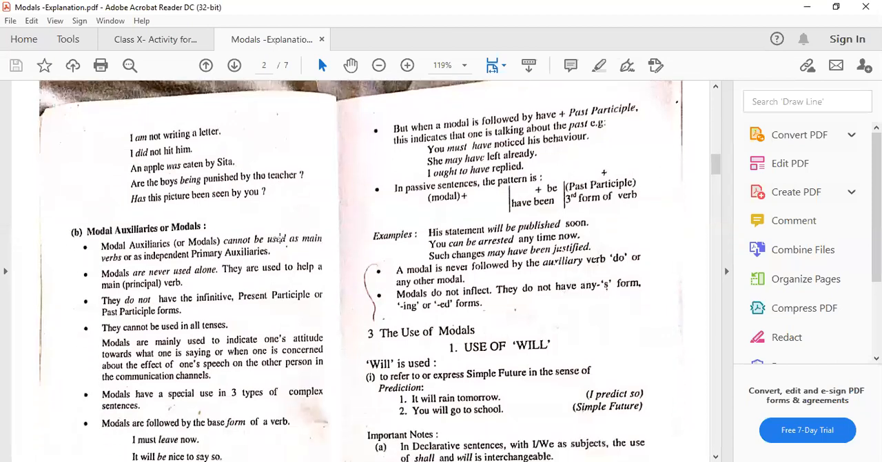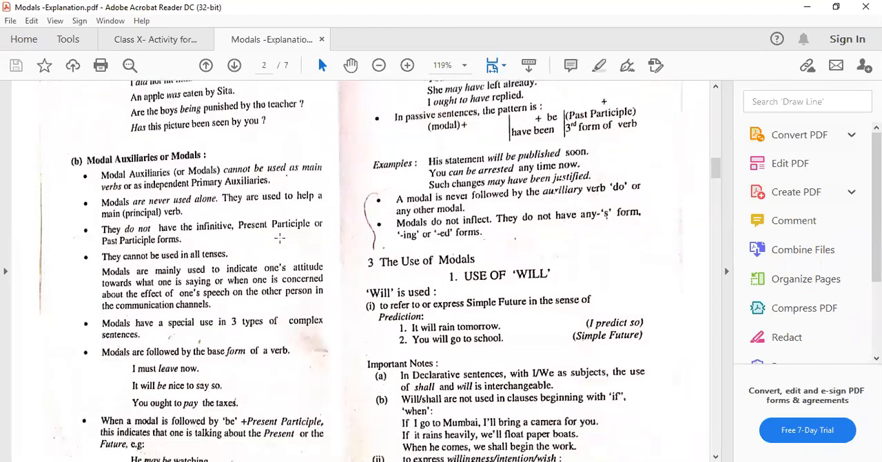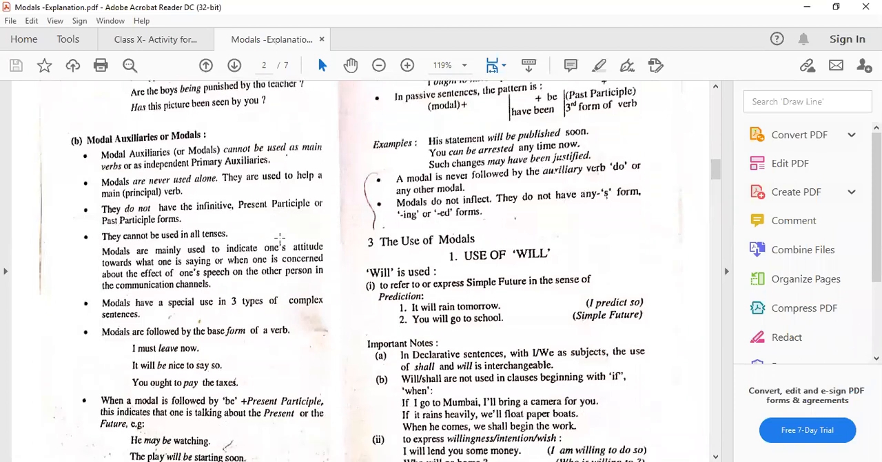Now coming to the next point, that is what are modal auxiliaries and what are modals. दोनों में difference क्या है? हमने क्या अभी देखा कि जो modal auxiliaries हैं जिनको कहा जा रहा है, they are used as helping verbs also, they are used as main verbs also.